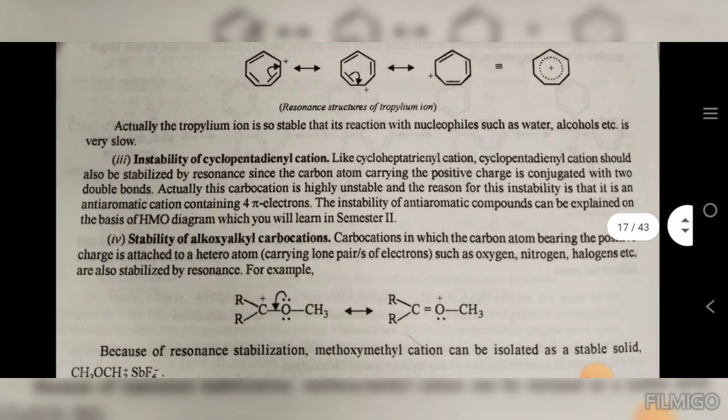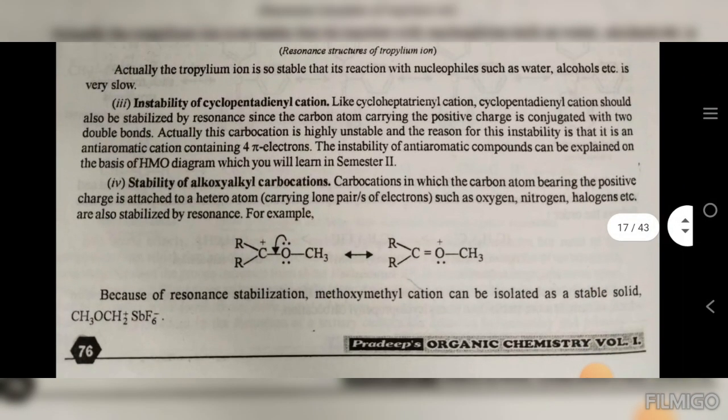Resonance structures of tropylium ion. Actually, the tropylium ion is so stable that its reaction with nucleophiles such as water, alcohols, etc. is very slow. Instability of cyclopentadienyl cation.